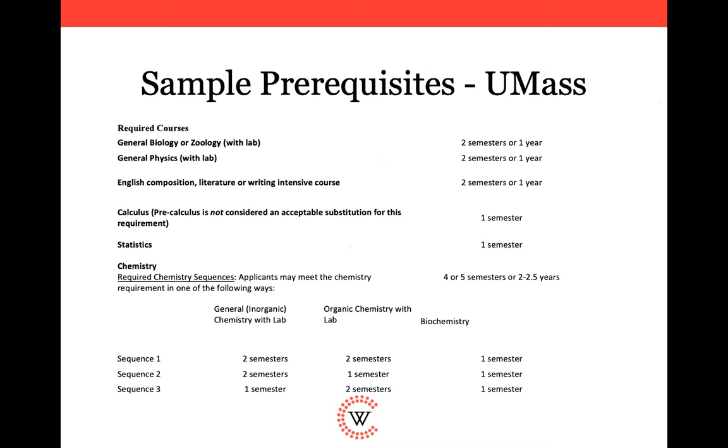So a lot of schools will take any kind of humanities class or English class where you're writing a lot of papers, but there are a couple state schools, the SUNY system comes to mind, where they're really going to want you to take an English class. Then you also will take calculus, 1 semester of statistics. And then their chemistry sequence is a little bit different. So they want 4 or 5 semesters of the following list of inorganic, organic, and biochemistry. And so they've mapped out how you can take those classes.